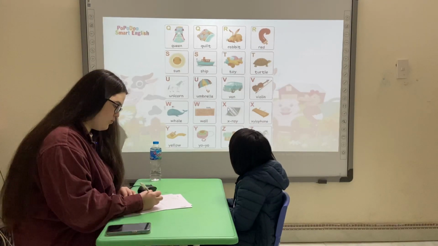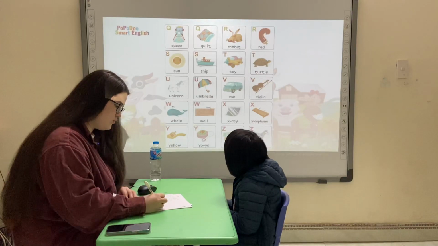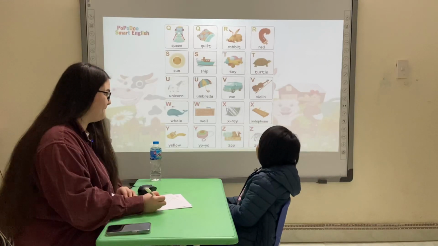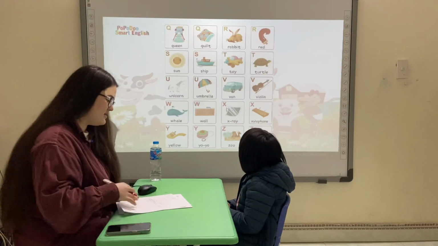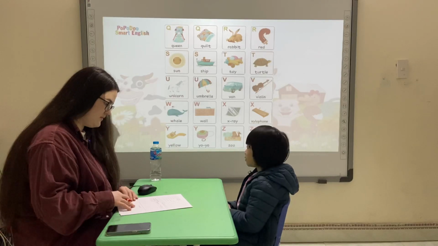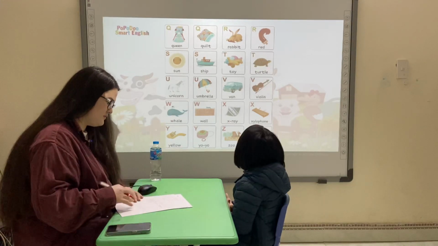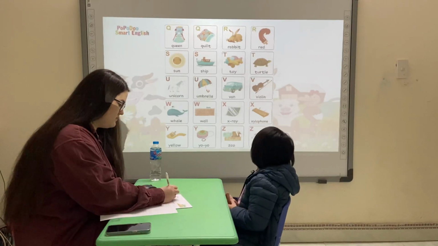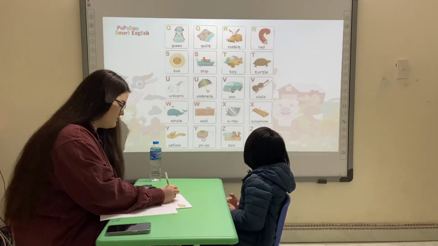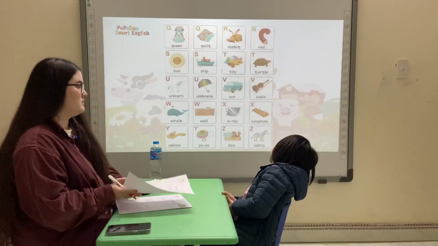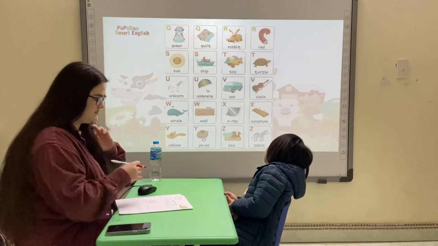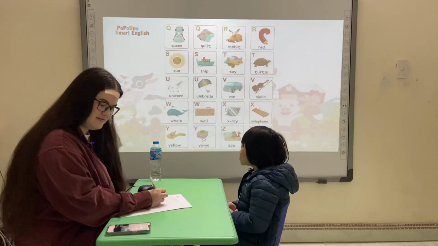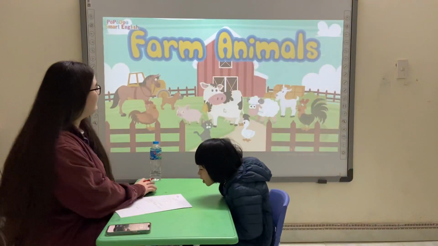It's a wall. X-ray. It's a xylophone. It's a piano. It's a lion. It's a zoom. It's a zebra. Okay, give me a high five.